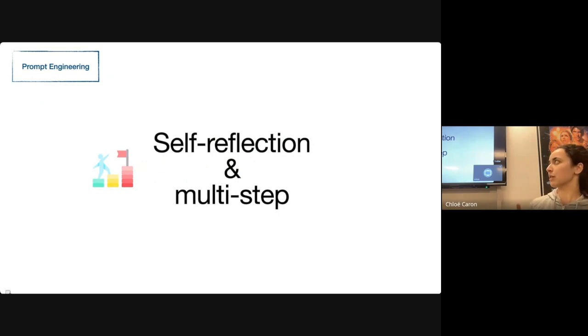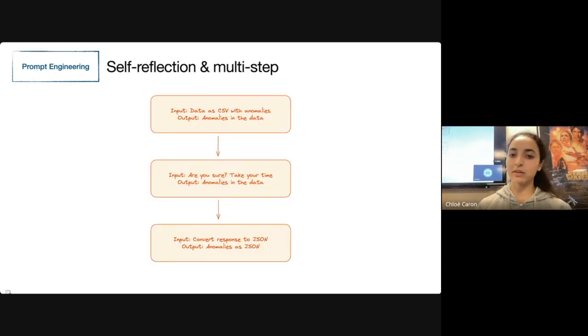So in self-reflection and multi-step, instead of using a single model, we're going to break it down into 3 parts. In the first part, you're telling it, here's some CSV, find me some anomalies. The model gives you the anomalies it thinks, what it thinks are anomalies. The second time around, all you're really saying is, are you sure? Take your time. That's all the prompt is. It's literally telling it to rethink its answer and challenging it so that it has the opportunity to change. And then again, output with the anomalies.